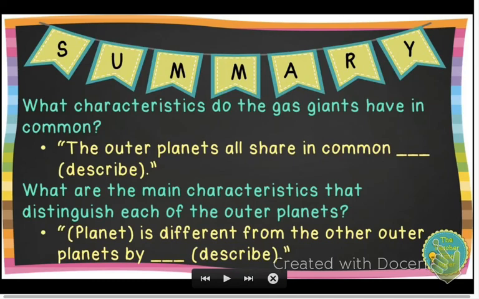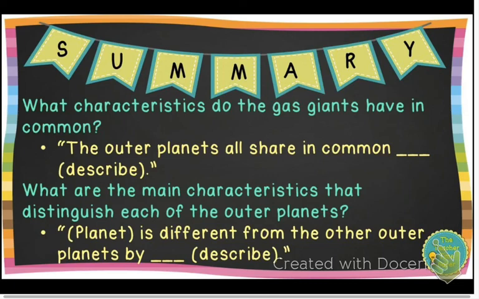Okay, I'm going to go back to the front side of your paper, and at the very bottom it says summary, and you're supposed to write a summary in 3 to 5 sentences. So, what characteristics do gas giants have in common? I've given you a sentence starter there in the yellow. The outer planets all share in common, and then you can make a list of the things they have in common.